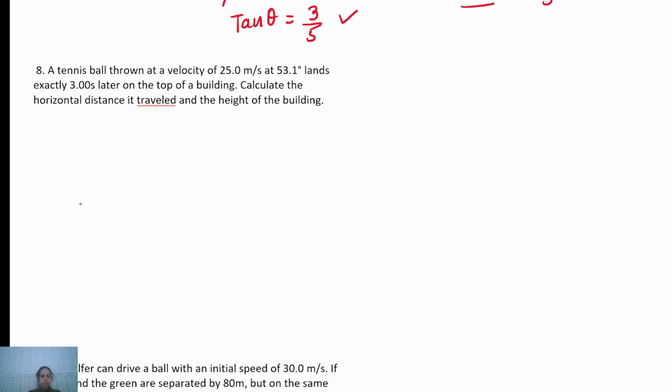A golfer can drive a ball with initial speed of 30 meters per second. So what we have is now 30 meters per second. So what's the angle? Now that's the trick here, that we don't know the angle. That's what they have asked. The ball lands at the same level, on the green. This is the path that's followed. This distance is 80 meters.